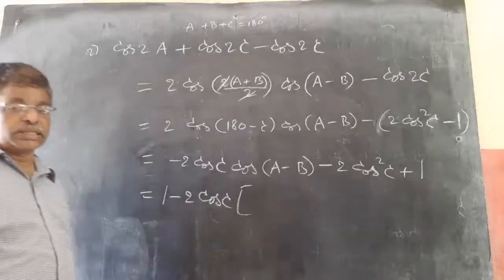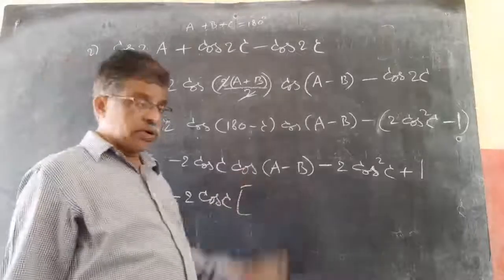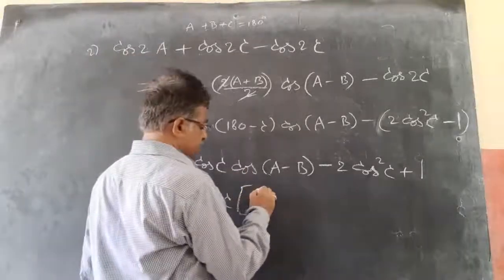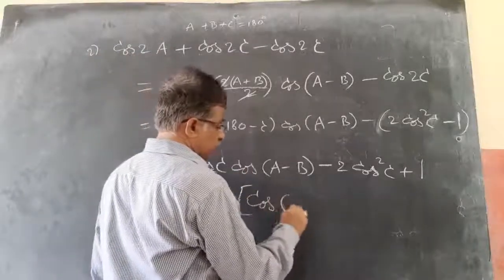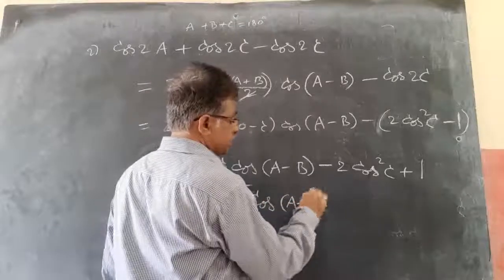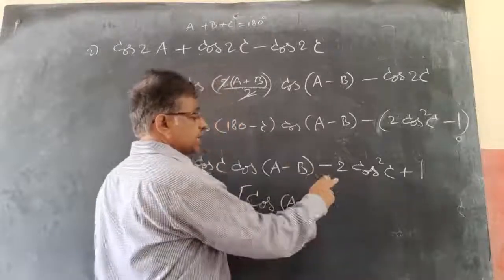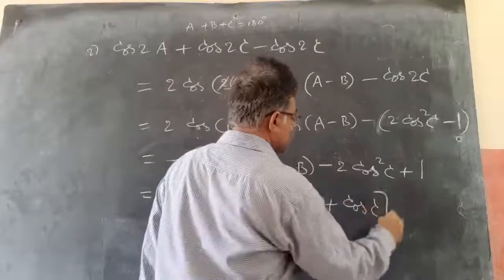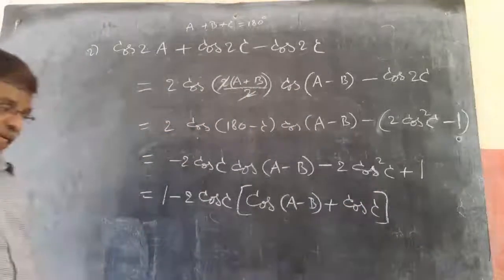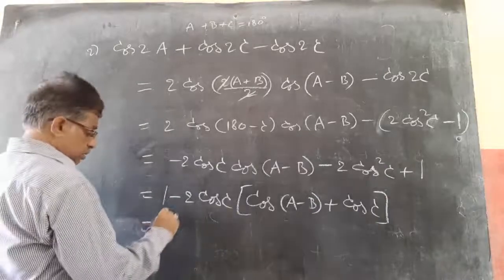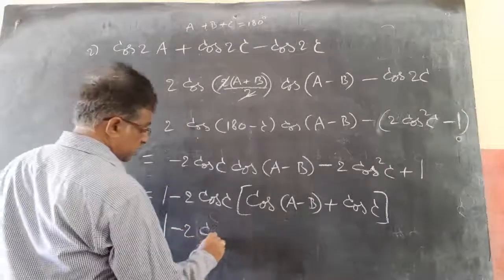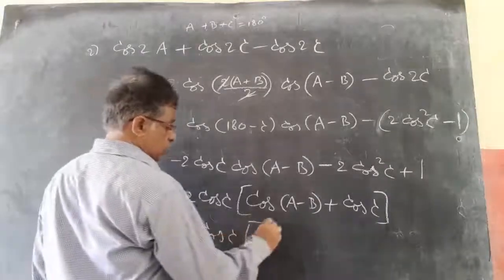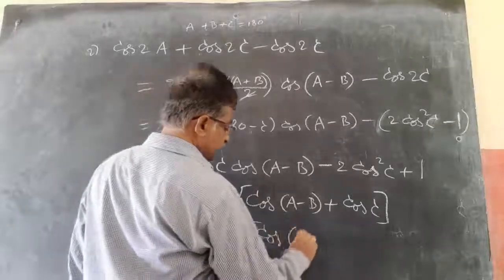Minus 2 cos c if I am taking common, left out here is cos of a minus b. Minus is also taken common, 2 is also taken common, left out is cos c. This cos c again I can write as cos of 180 minus of a plus b. So 1 minus 2 cos c into cos a minus b.